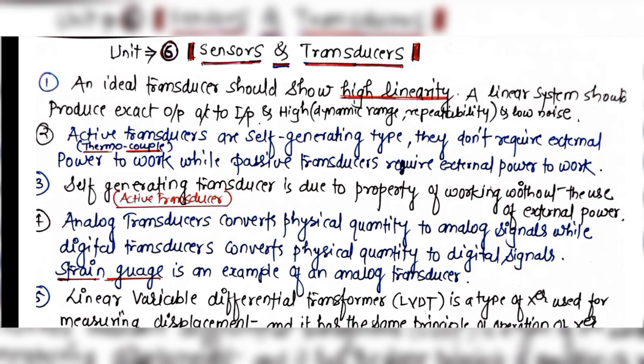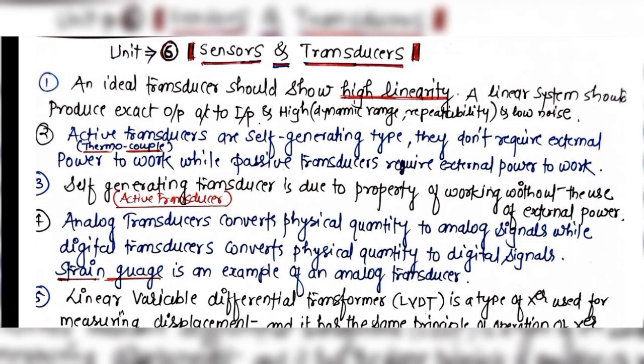Active transducers, that is thermocouple, are self-generating type. They don't require external power to work, while passive transducers require external power to work, like LVDT. Self-generating transducers, that is active transducers, are so called due to the property of working without the use of external power.